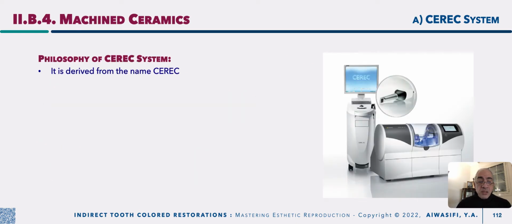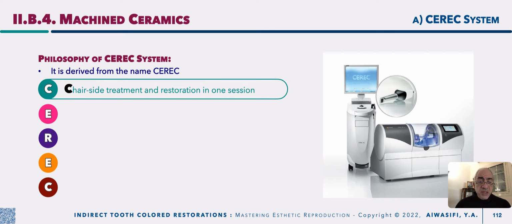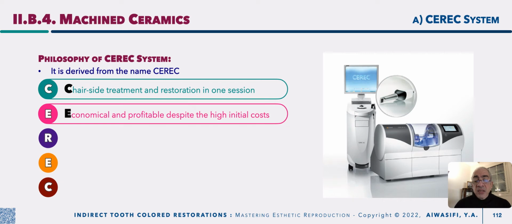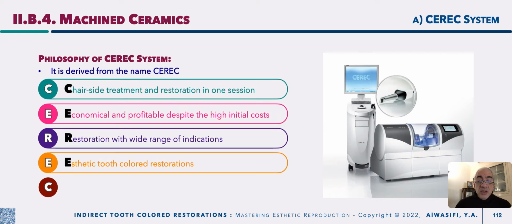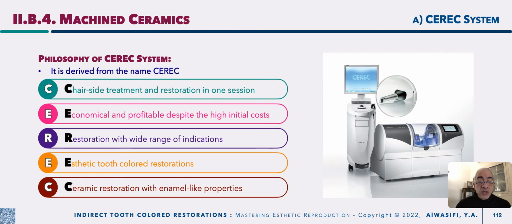The philosophy of CEREC systems is derived from its name. The letter C means chairside treatment and restoration in one session. E is for economical and profitable equipment, despite the high initial cost, but it is considered profitable. R is for restoration with a wide range of indications. The last C is for aesthetic, tooth-colored restorations, because you are using ceramic restorations with enamel-like properties.